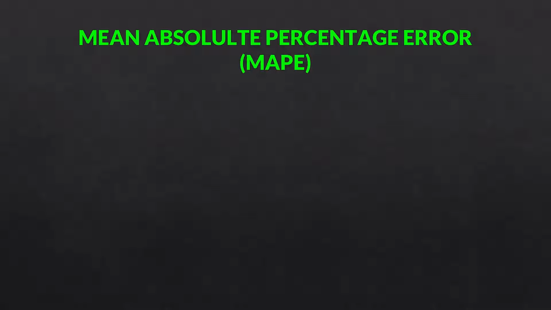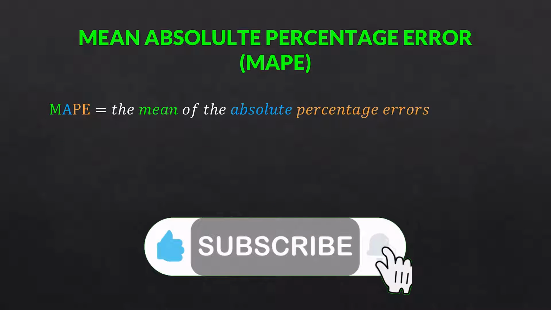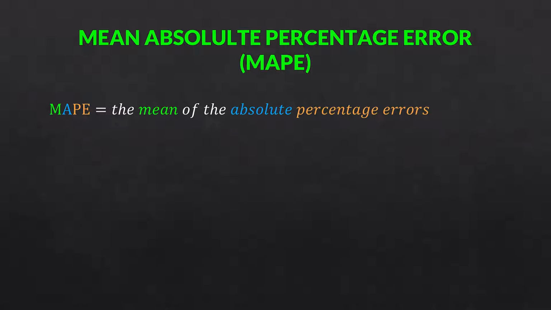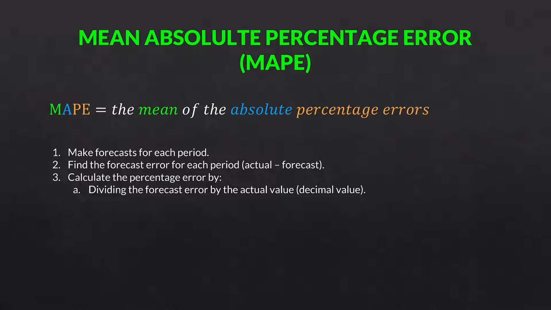The topic of this video is the mean absolute percentage error, or MAPE, which is one of many forecast accuracy measures. MAPE, or M-A-P-E, is the mean of the absolute percentage errors. We make a forecast for each period, find the forecast error for each period, which is the actual minus the forecast, calculate the percentage error by dividing the forecast error by the actual value, and that will give you a decimal value. Multiply by 100, which will turn it into a percentage value.